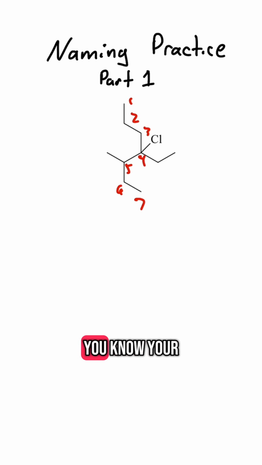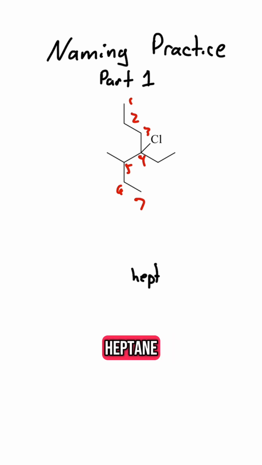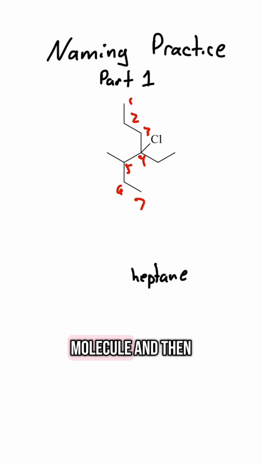However your professor calls it, just use how they call it. Use their naming. So, I want you to get full credit. And then what is a 7-membered alkane? That is a heptane. Put that here. Heptane. That is the parent molecule.